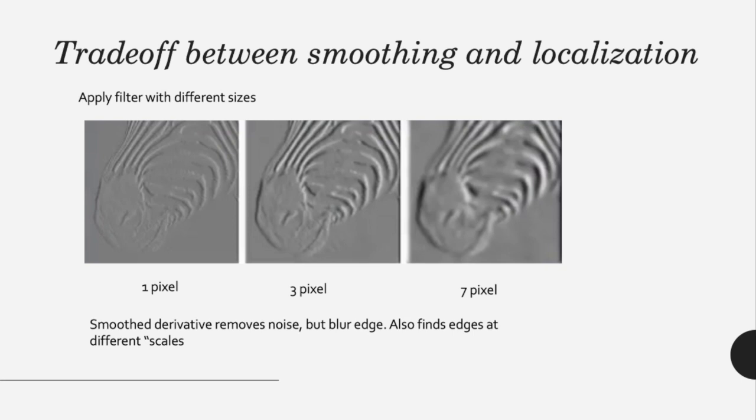Smoothed derivatives remove noise but blur edges in images. The larger the Gaussian filter, the stronger the smoothing. As a result, we can find edges in images at different scales by applying smoothing with different filter kernels. In this example, if we use small filters, we get a lot of small edges and small details. When we use larger filters, the gradient corresponds only to the large objects in the image.